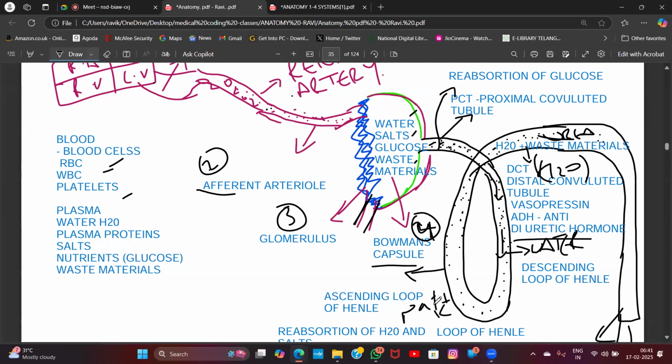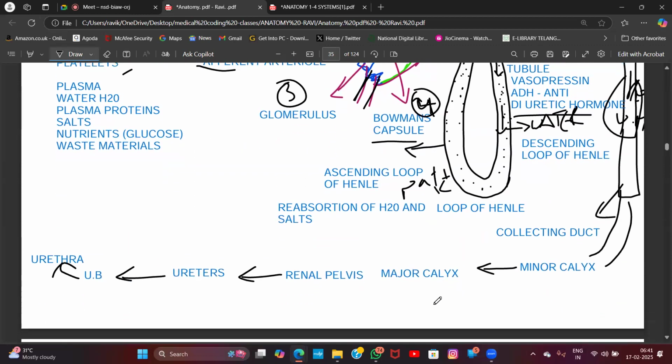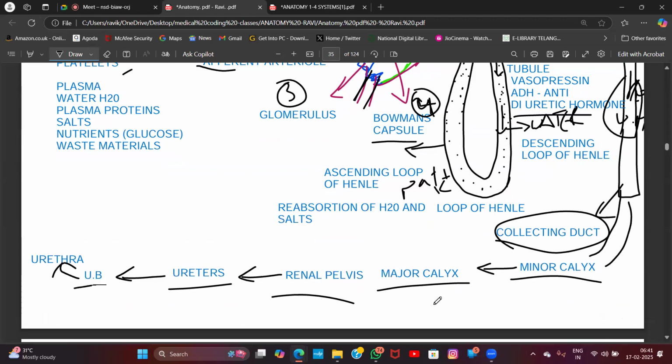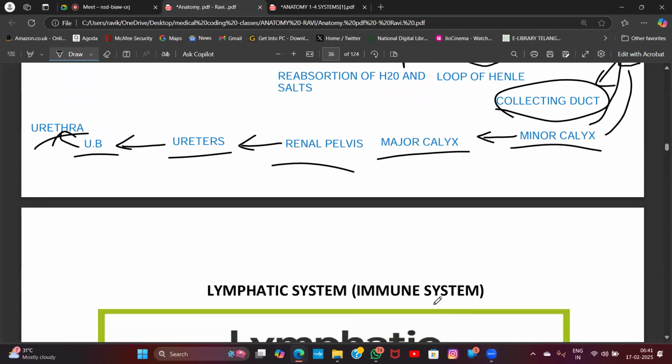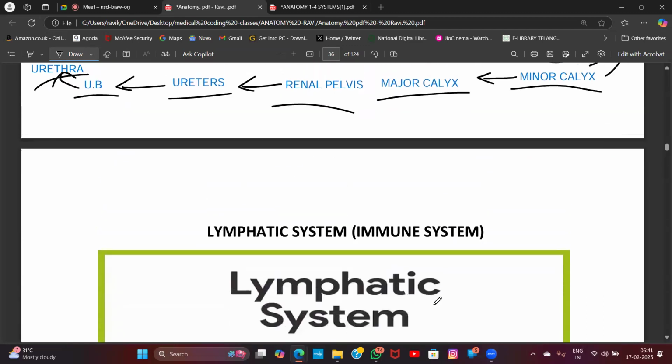From the DCT, with this amount of water and waste materials or excess salts, the filtrate goes to the collecting duct. From the collecting duct to the minor calyx, to the major calyx, to the renal pelvis, to the ureters, to the urinary bladder, to the urethra. See how this system works.